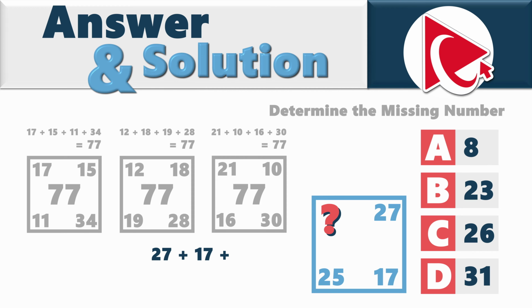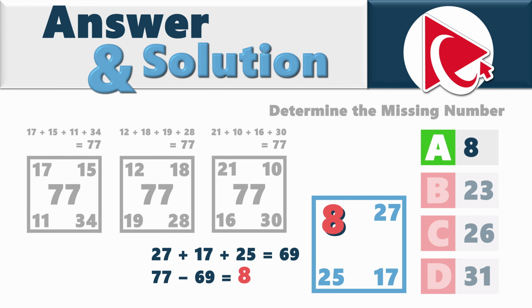27 plus 17 plus 25 equals 69. 77 minus 69 equals 8. So the correct answer here is choice A, 8.